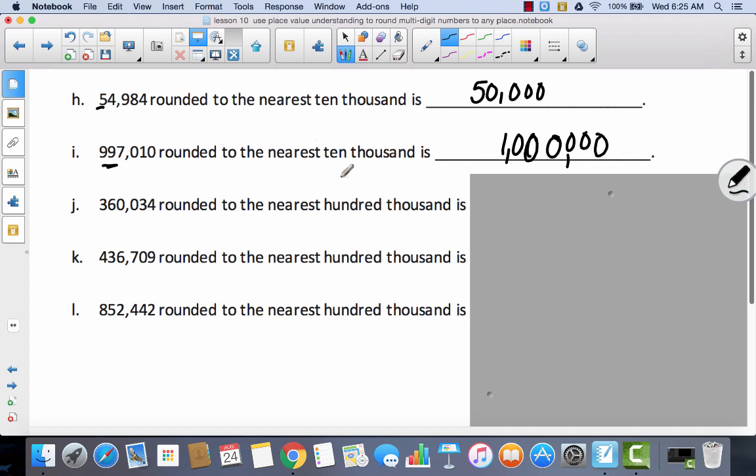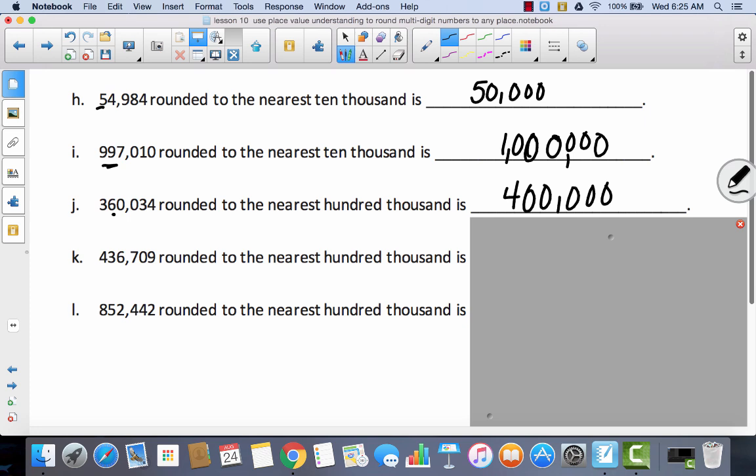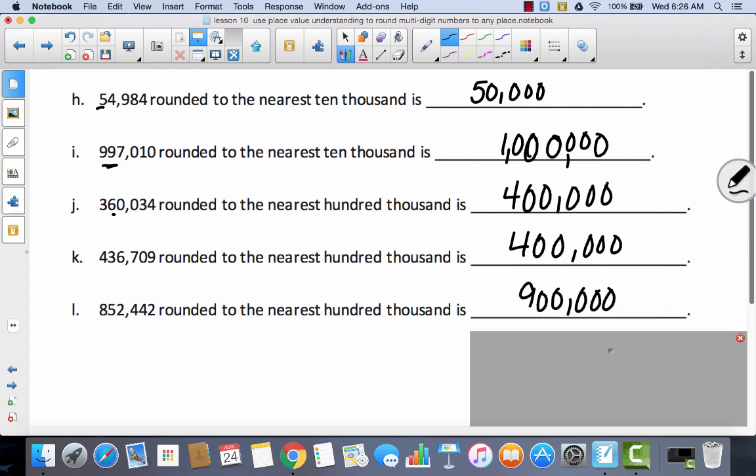All right, let's take a look at J. So now we're rounding to the nearest 100,000. So this has 300,000s, and it would be between 300,000 and 400,000. The 6 tells me that it's going to round up to 400,000, which would be this. For K, this is between 400,000 and 500,000. The 3 tells me it's less than halfway, so it rounds down to 400,000. And last, L has 800,000s, so it's between 800,000 and 900,000. The 5 tells me it's more than halfway, so it rounds up to 900,000.